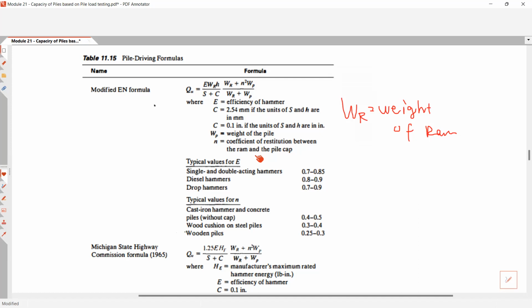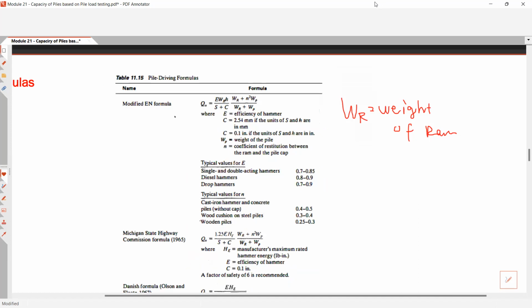So yung wooden cushion on steel piles, wood cushion in steel piles, we have 0.3 to 0.4. And yung wooden piles, that is 0.25 to 0.3. Okay. So kung nagtatanong kayo what is pile cap, okay, ano ba yung pile cap na yan?